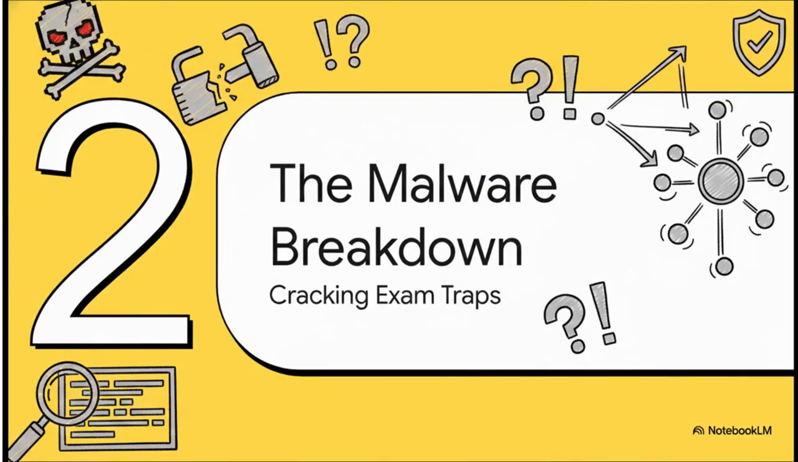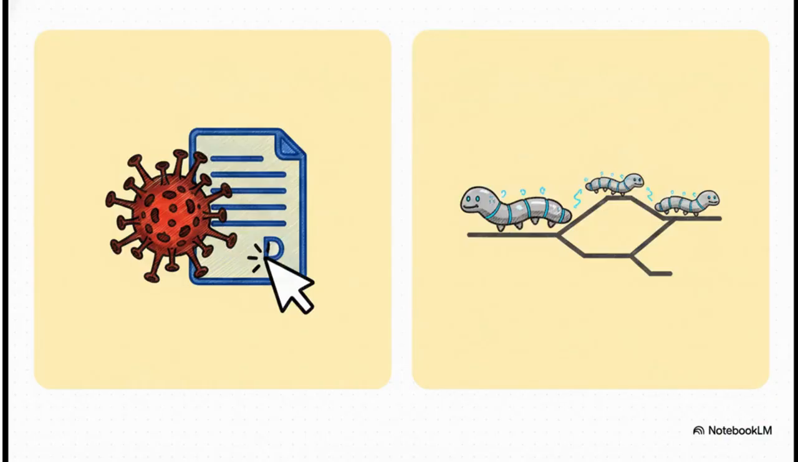Moving on to section 2, the malware breakdown, cracking the exam traps. And here is the answer to that tricky question. We have a virus versus a worm. See, a virus always needs a host file. It actually requires human action, like say you carelessly clicking a bad link or opening an infected document, so it can attach itself and spread.